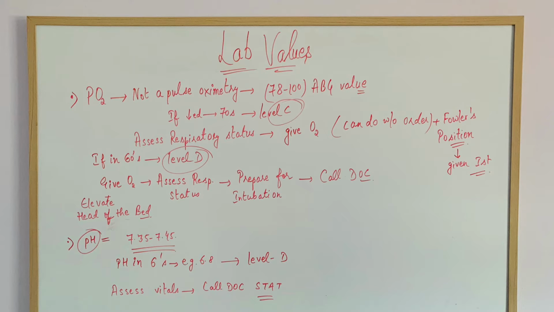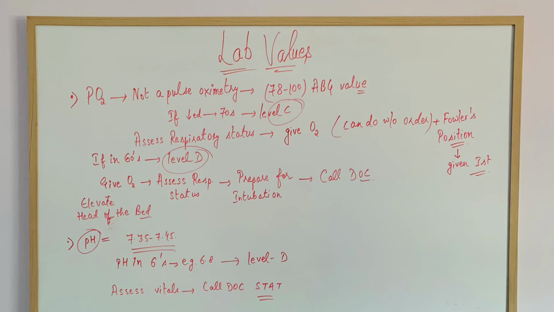It becomes level C. In that condition, firstly we have to check the respiratory status of the patient. And if it is not improving, firstly we have to raise the head of the bed, give the Fowler's position, either semi Fowler's, low Fowler's or high Fowler's, and after that if the condition is still not improving, we have to give oxygen externally, and we can give oxygen without order.